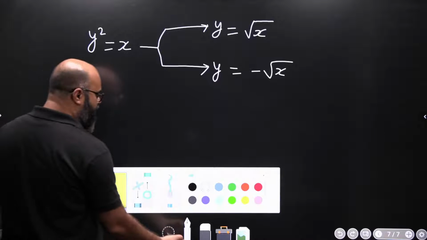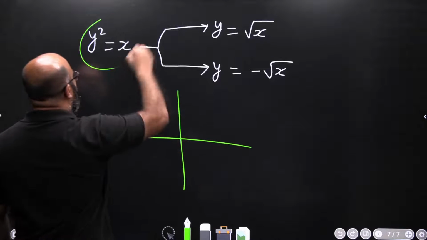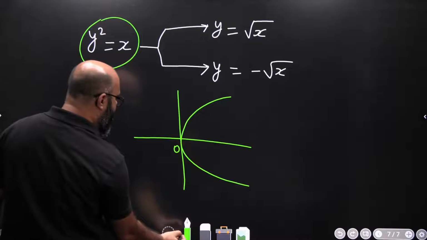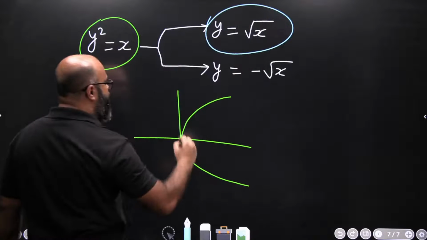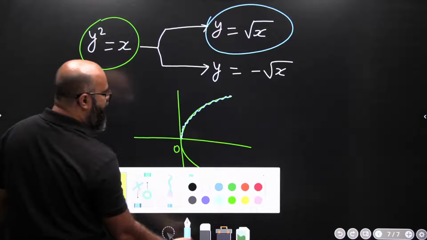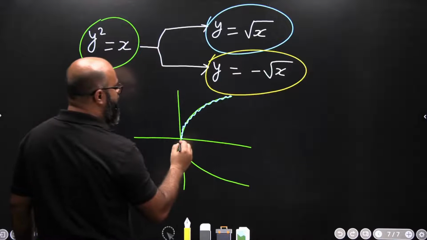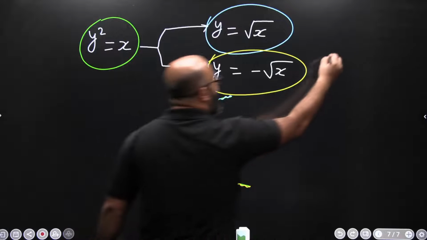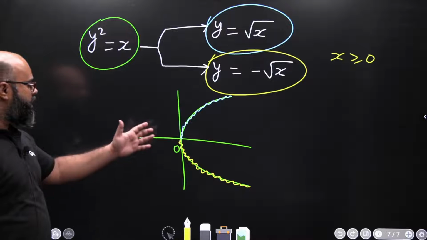So actually the graph which we had drawn for y square is equal to x was a right opening parabola. Now if you take y is equal to root x, it simply means that we are taking this part of the parabola. And if we take another function, y is equal to minus root x, then it is taking this part of the parabola. In both cases, x is greater than or equal to 0. So in both cases, we see that there are two parts.